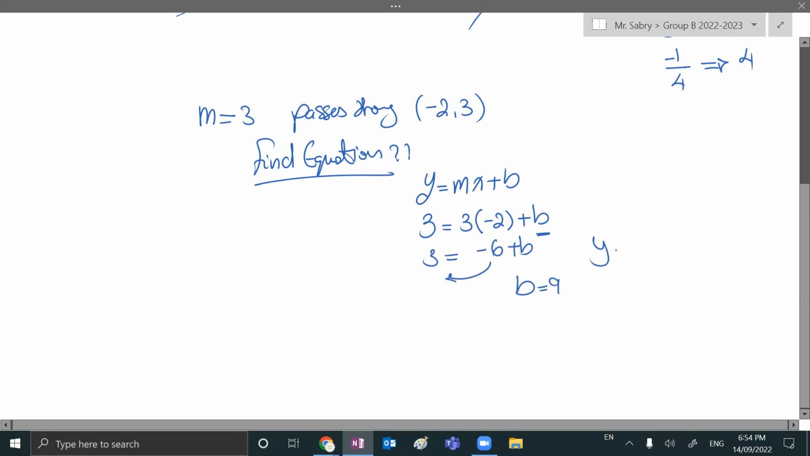So what's the actual equation? It's y equals 3x plus 9. Perfect. Well done. So that's a quick reminder of how to find the equation, okay? Now let's try to check questions.